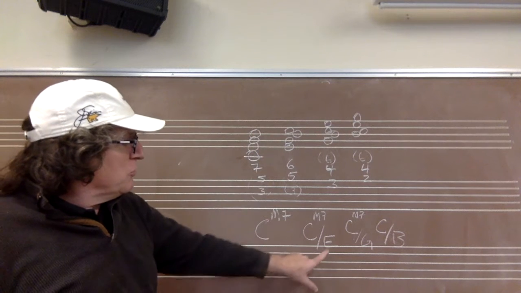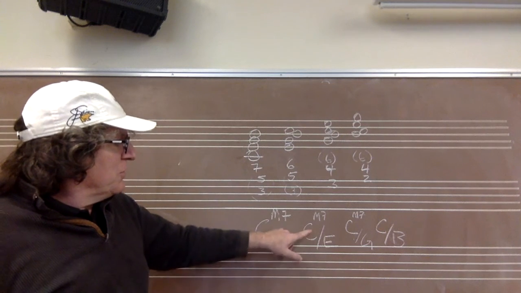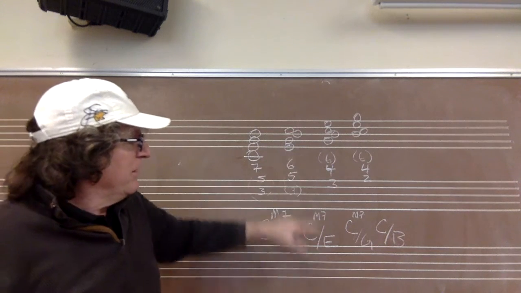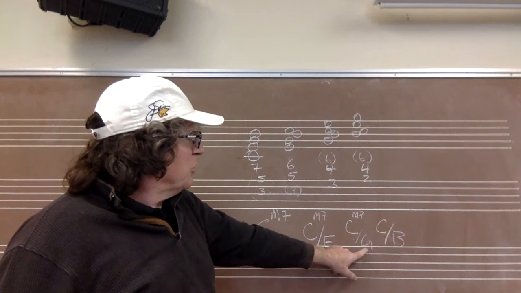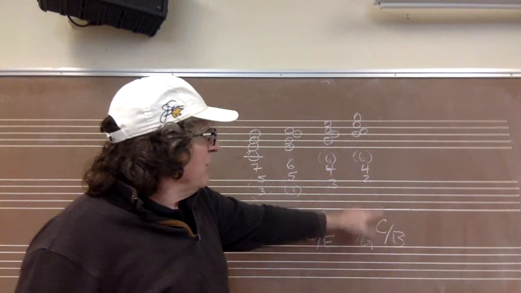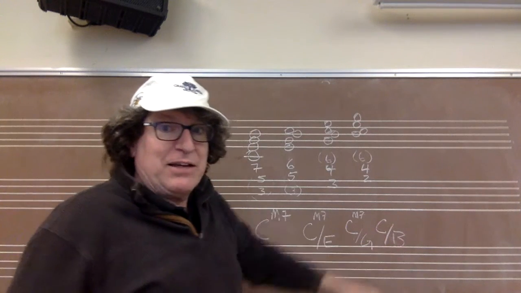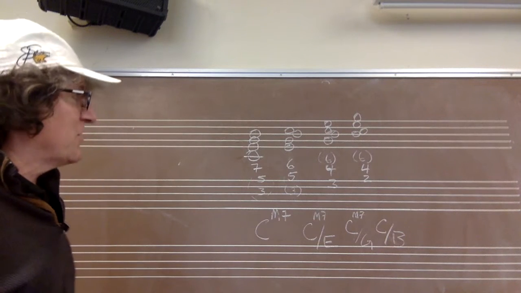Now for an inversion, you just tell what the bass note is. So it's still a C major 7th chord, but over E. E is now the bass. C major 7th over G is the second inversion. And I don't even have to put the 7th here. I put a C chord over a B. I don't even need the 7th because the B is the 7th.